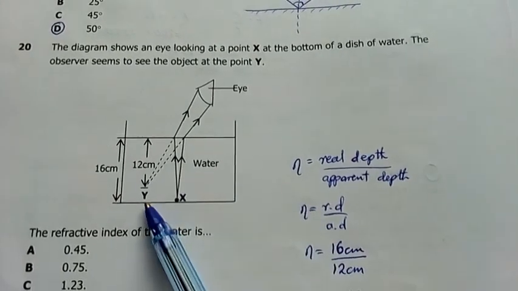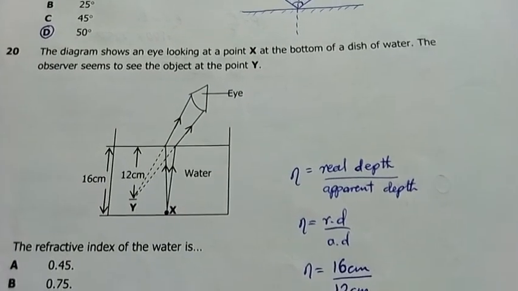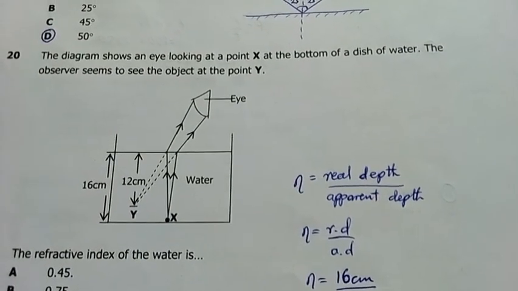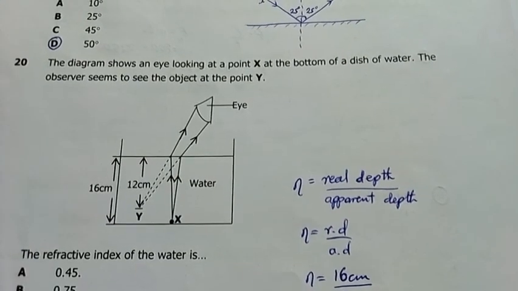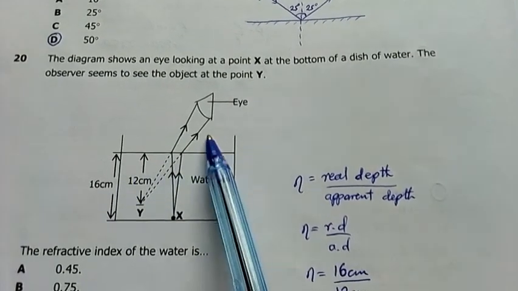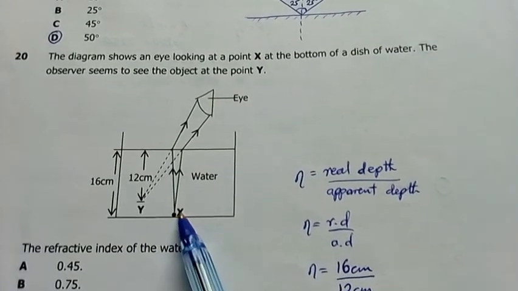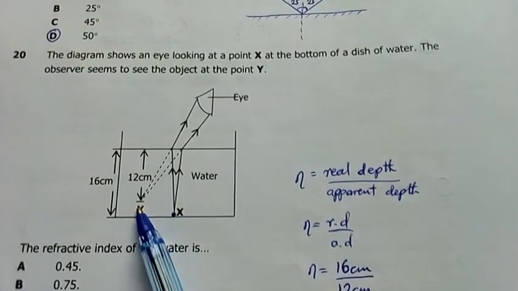So this is our diagram. I've even forgotten the question. Let me go through again. The diagram shows an eye looking at point X at the bottom of a dish of water. The observer seems to see the object at point Y. So the object is at X, the observer is seeing it at point Y.